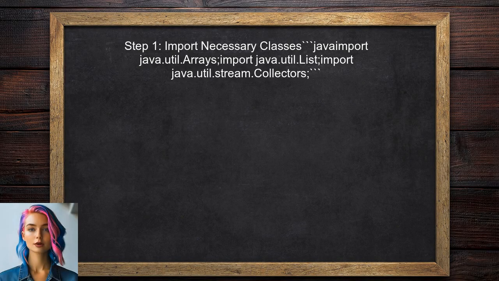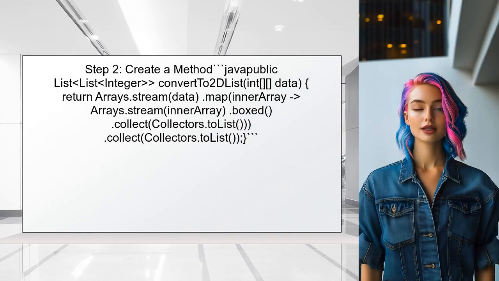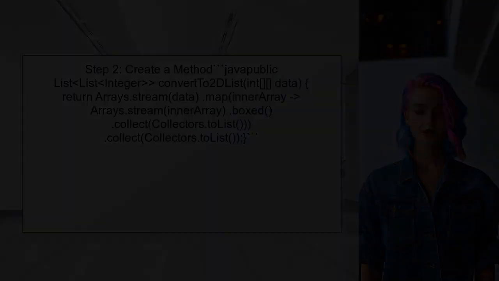To convert a two-dimensional array to a two-dimensional list using streams, the user should start by ensuring they have the correct imports in their Java file. This includes importing the necessary classes from the Java Collections framework. Next, the user can create a method that takes a two-dimensional array as an argument. Inside this method, they will use Arrays.stream to process the array.